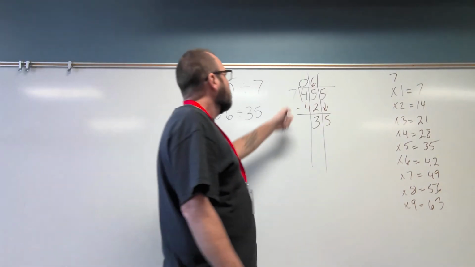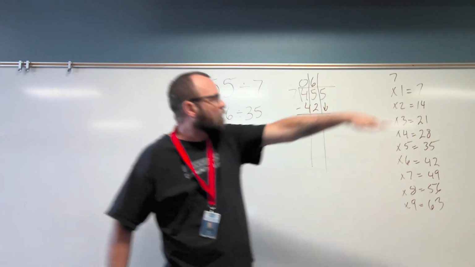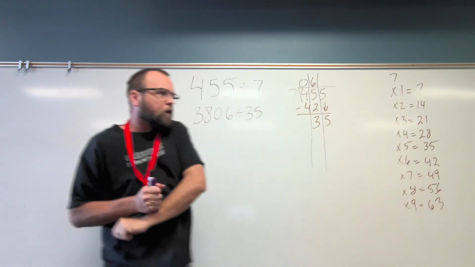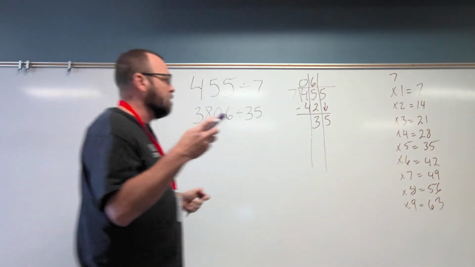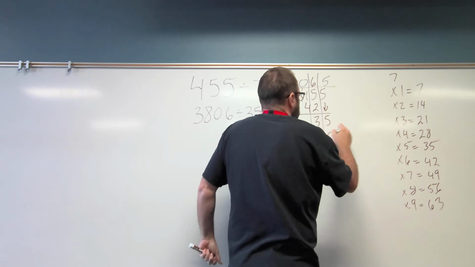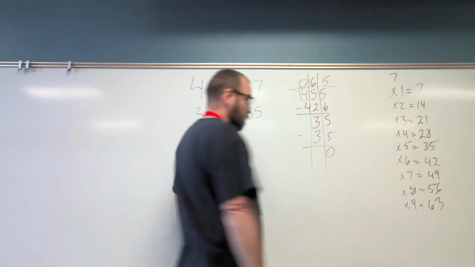All right, Jaden, now I'm taking 7 into 35. I look over here at my list. I want to find the number closest to 35 without going over. 35, which is times 5, and that's 35. I subtract, I get 0.